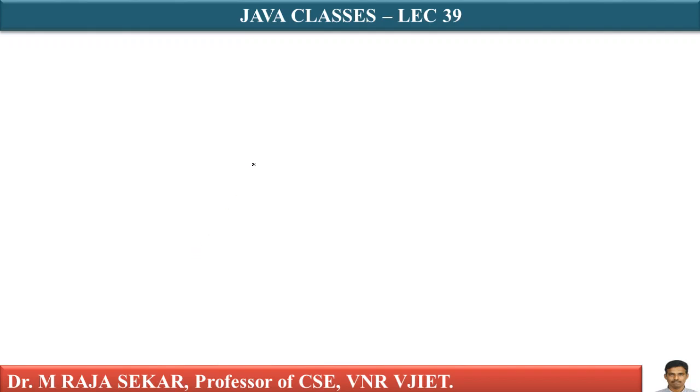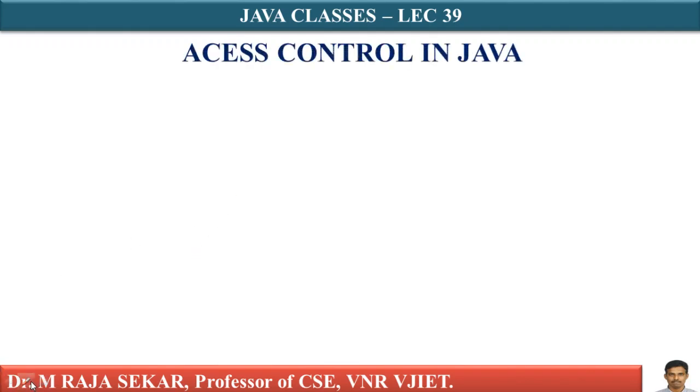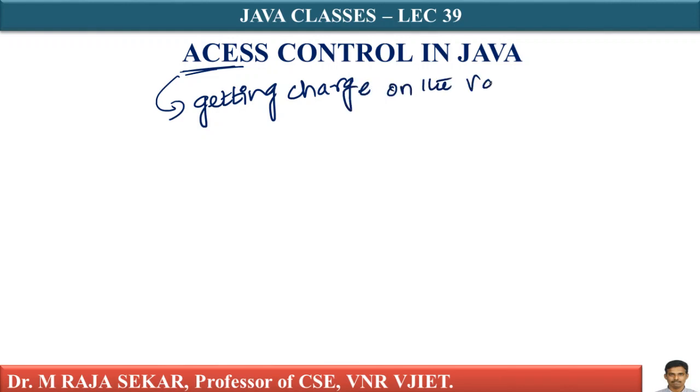In this lecture, we will try to understand access control in the Java programming language. What is the meaning of accessing a variable? Accessing a variable means getting charge on the value of the variable. Let me repeat: accessing a variable means getting charge on the value of the variable.